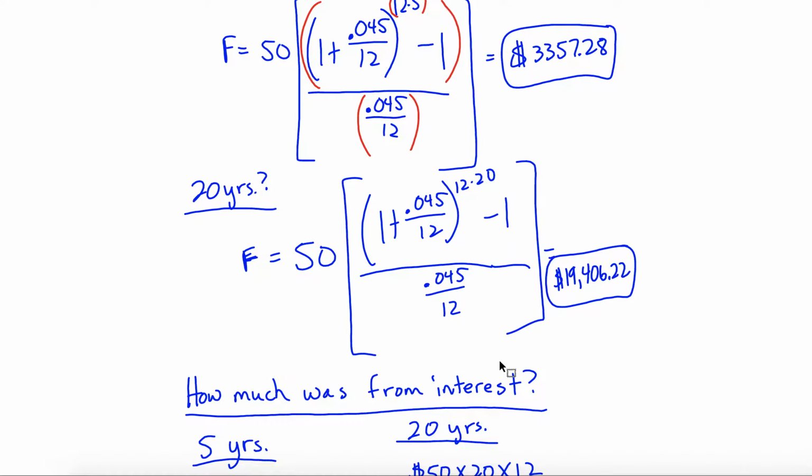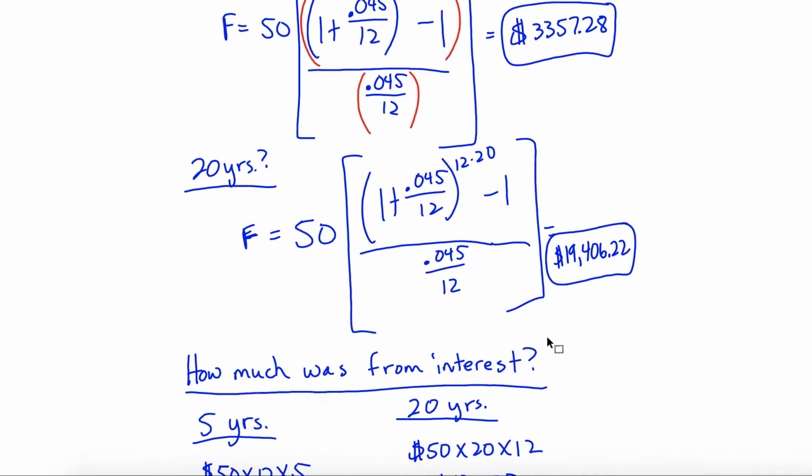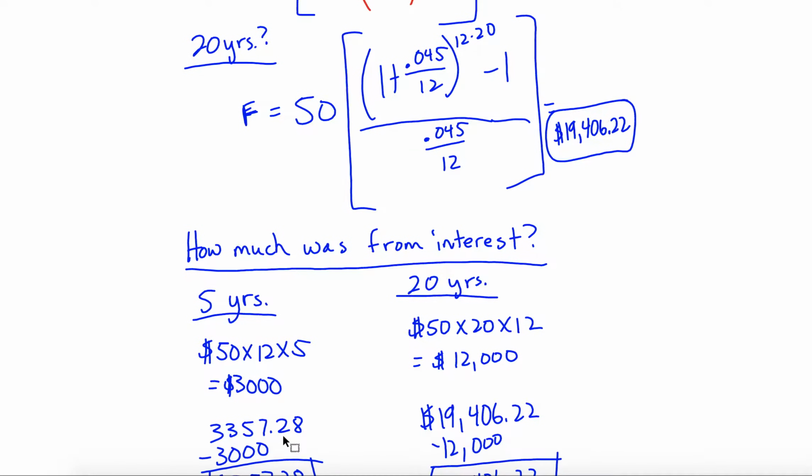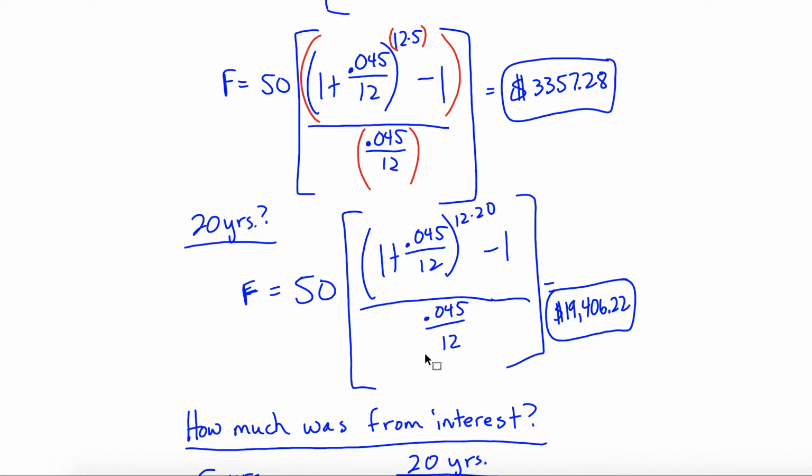Now the question is, how much of that is actually money you put in there, and how much of it is actually from interest? So for the 5 years, the easiest way to figure this out is not using any kind of neat formulas, but just saying, hey, I took $50. I put it away every month, so that's 50 times 12. So that would be $600 a year I put away. And then times 5, because I did it for 5 years, so that's $3,000 that you physically put into the bank.